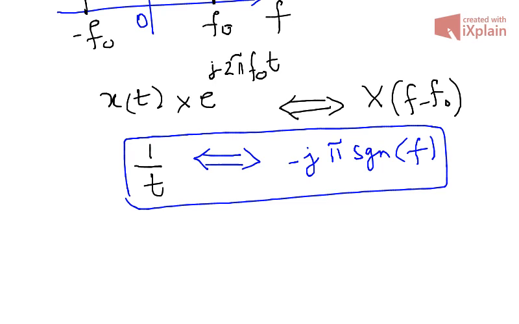We will try to understand, but actually the signum function is nothing but either 1 or -1. So if the frequency is positive, this is 1, so you will be left with minus j pi, and if the frequency is negative, it is -1, you will be left with plus j pi, right? So we will see this in detail today.